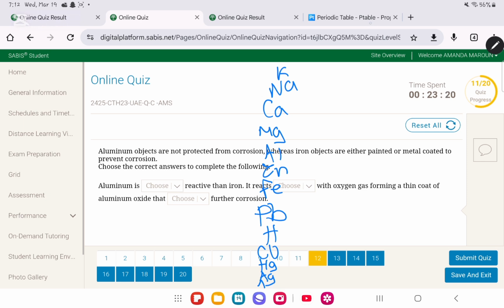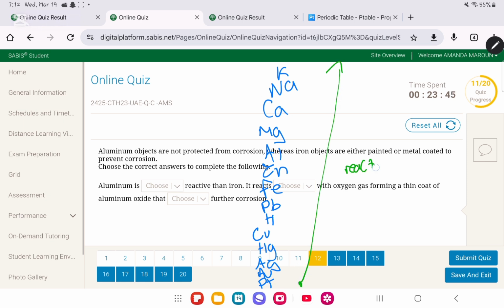Now the last two, I will move them. Let me just make Pb a bit smaller. So it would be Pb, then H, Cu, Hg, Ag, Au, and Pt. Now, what you need to know is that from down to up, the reactivity increases. That means the most reactive is potassium and the least reactive is platinum.